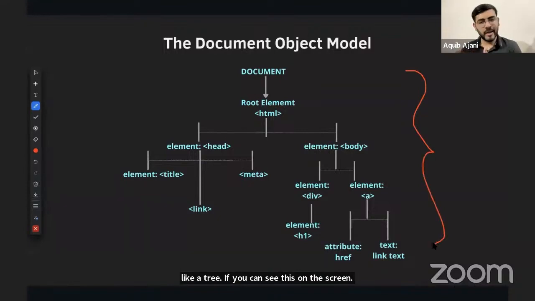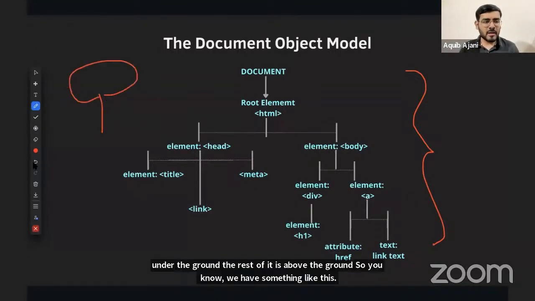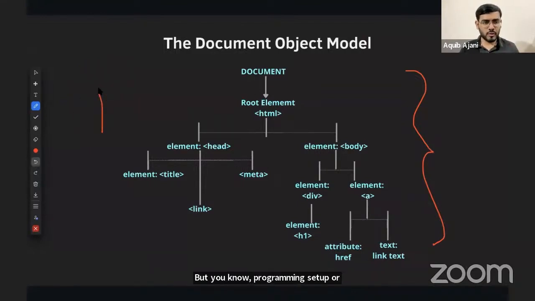This is called the DOM tree. So this is like a tree, but inverse, right? If you compare this to a real world tree, the root is under the ground, the rest of it is above the ground. But in programming setup, a tree is always reversed. So we have the root at the top over here, and then the rest of the setup underneath it, as you can see. So this is how a tree looks in the DOM sense.